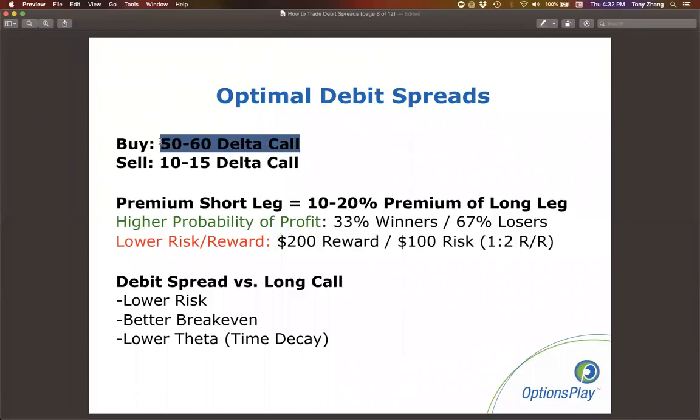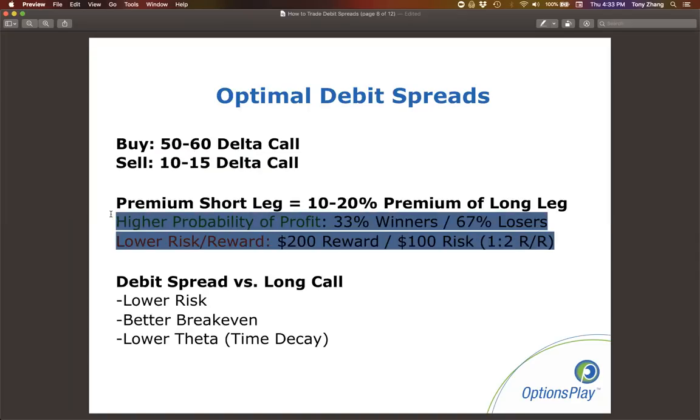So what we find is that when you use these types of deltas, 50 to 60 delta, and sell a 10 to 15 delta against that, the premium of the short leg will usually offset anywhere from 10 to 20% of the premium of the long leg. So if you buy a long option for about $1, let's say, on the 50 to 60 delta call, the 10 to 15 delta call that you sell should roughly bring in 10 to 20 cents to offset that $1 that you pay. And with these types of strikes, what you're generally going to see is higher probability of profits, usually 33 to 40% is the range that you'll see. And then you'll have risk reward ratios where you're risking roughly $100 to make roughly double that, $200.